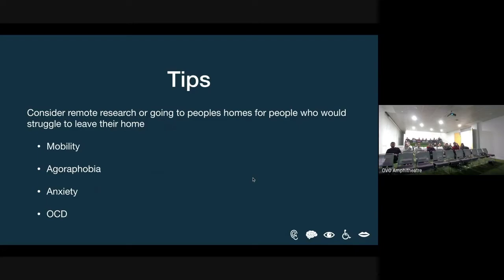And also with the anxiety thing, agoraphobia and other things, actually going into the person's home could be a good idea. Also, anxiety could be a bad idea. So think of it as an option to do your research, and maybe in some circumstances, like in one study, you'll do it remote, you'll do it in person, and then you'll do it in the lab. So you'll do a mixture to meet the needs of your participants.